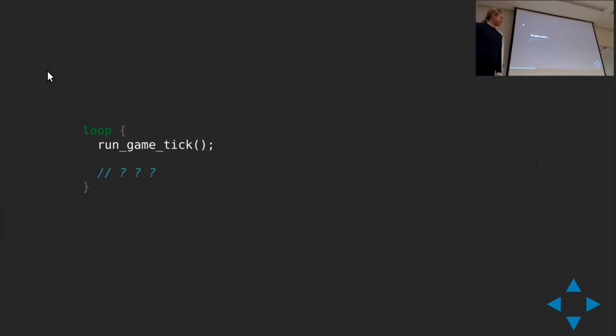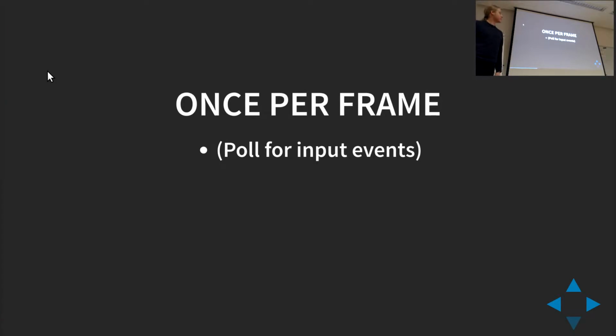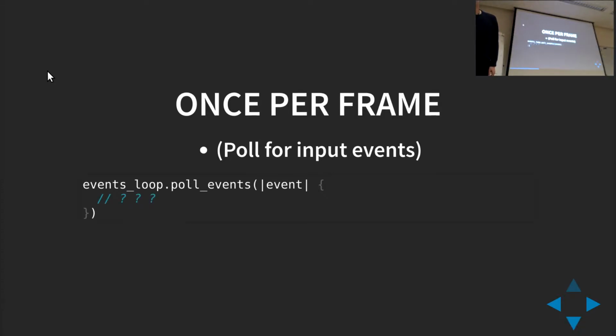Then your game probably has some kind of main loop where you run some game code on each tick. And you also need to run some UI stuff. So let's take a look at the things that are executed once per frame. Well, you need to poll for input events. If you are building a game, you are probably already doing this, but it is necessary. With the glutin library, you just call this poll events function, and then you can handle each event separately, do some stuff with those.